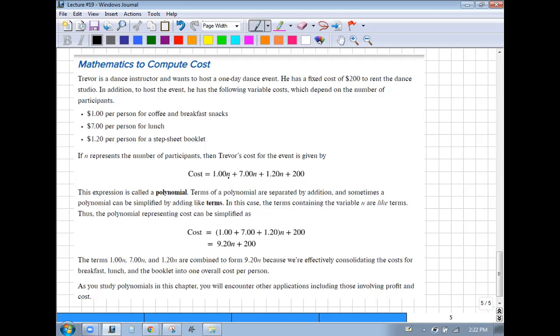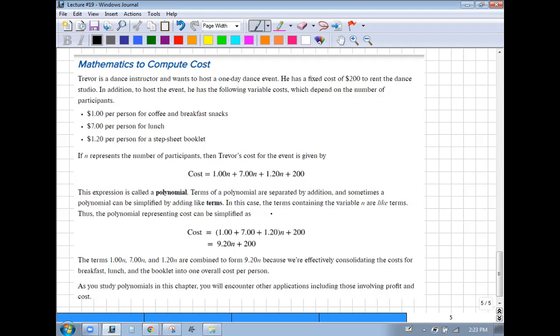$1 times the number of people, and that's for the breakfast and snacks, plus $7 times the number of people, and that's the cost for the lunch, plus $1.20 times the number of people for the step sheet booklet, plus the $200 to rent the place. This expression is called a polynomial. Terms of a polynomial are separated by addition, and sometimes a polynomial can be simplified by adding like terms.